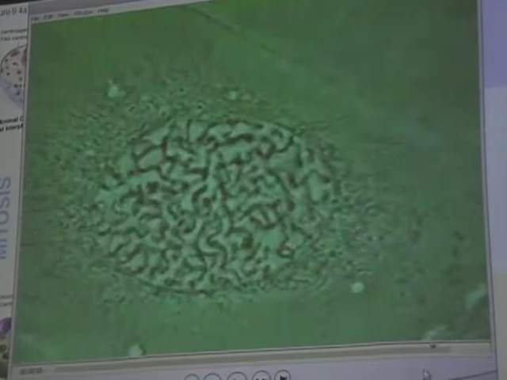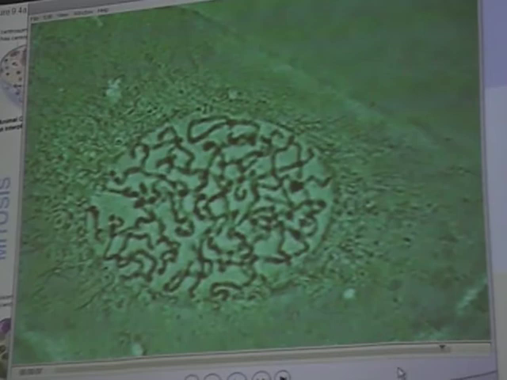Whoa. Isn't that cool? Chromatin all spread out. Chromosomes all coiled up. Chromatin all spread out. Chromosomes all coiled up. Curly. Straight. Simpsons. That's from the Simpsons.